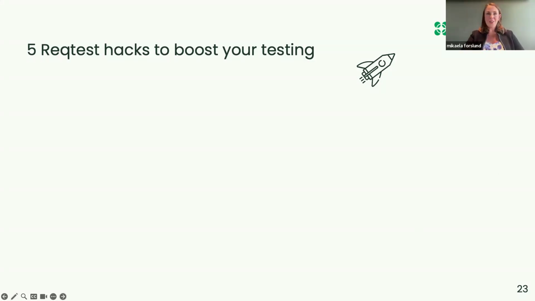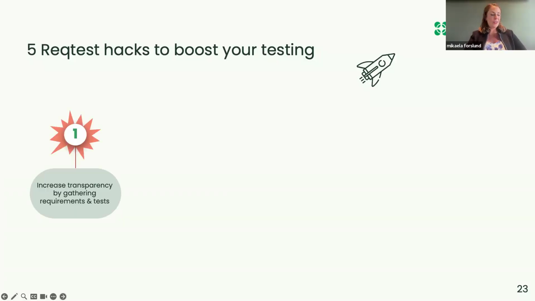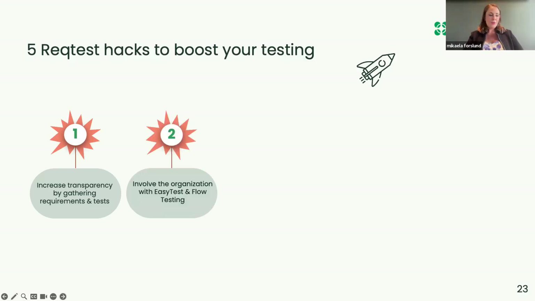So what have we been talking about today and what hacks have we been going through? Well, the first hack was how to increase transparency within your project by gathering requirements and tests in one system. In this way, you can ensure full insight and full traceability to your work. The second hack was all about how we can involve the organization when it comes to testing by using functions such as EasyTest and flow testing. By using this, you can lower the threshold to involve the employees and make sure that they are validating your systems.